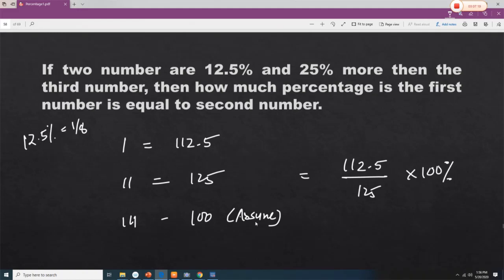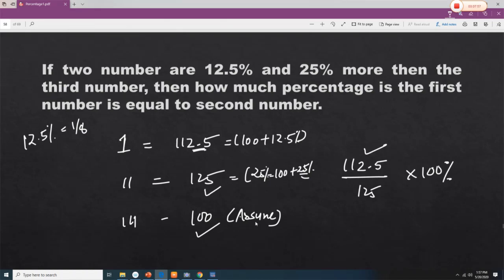If two numbers are 12 and a half percent, remember 12.5% is equal to 1 upon 8, and 25% more than the third number. So for the third number you have to assume it is 100. The first number is 12.5% more than the third, so it is 100 plus 12.5%. That comes to 112.5. And the second number is 25% more, so 100 plus 25%. That is 125. Now, how is the first number related to the second number? So the first number is 112.5, the second number is 125, divided by 100%.